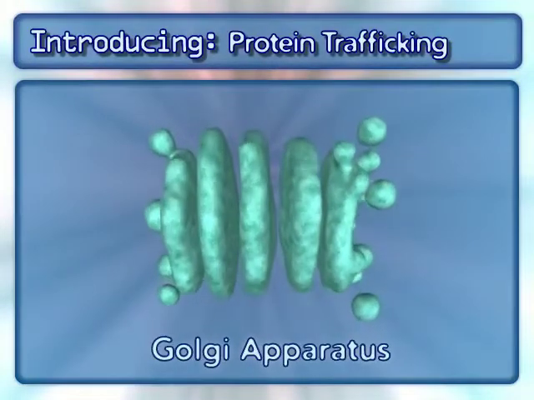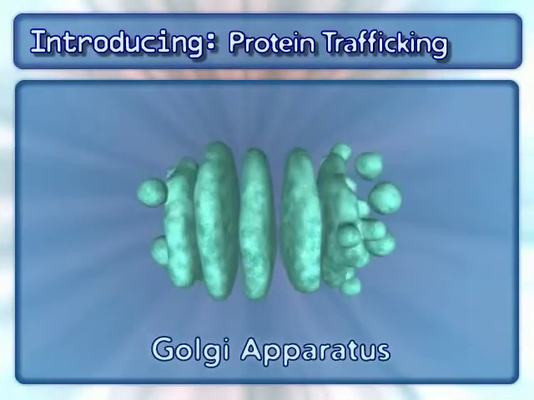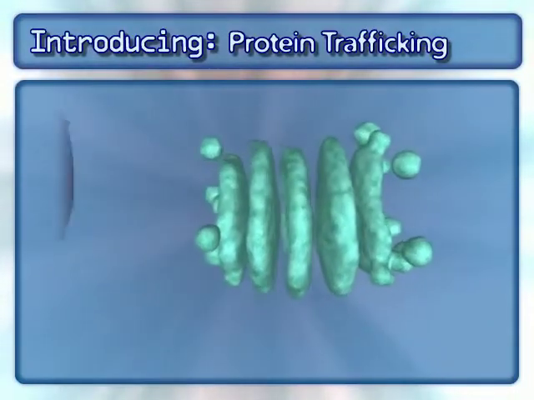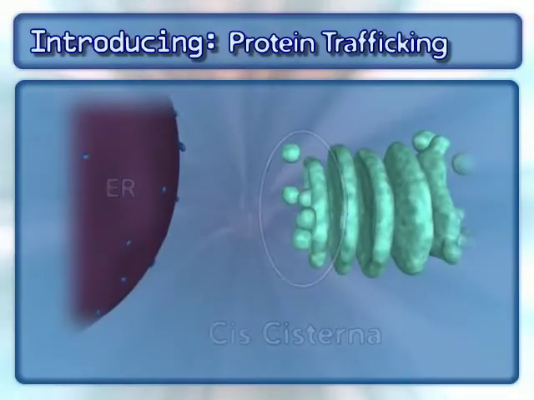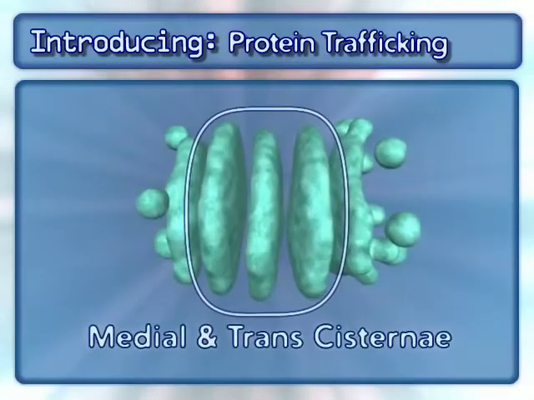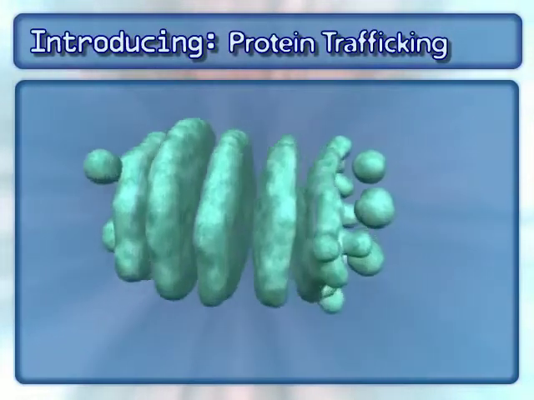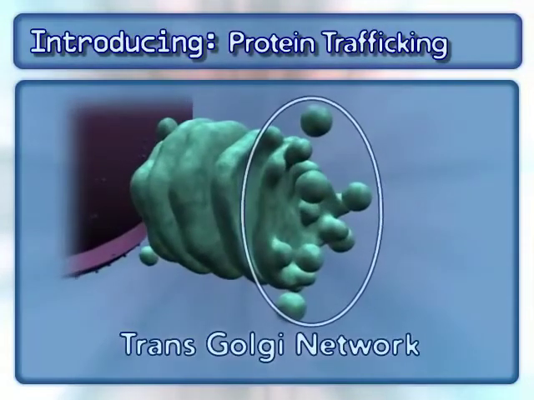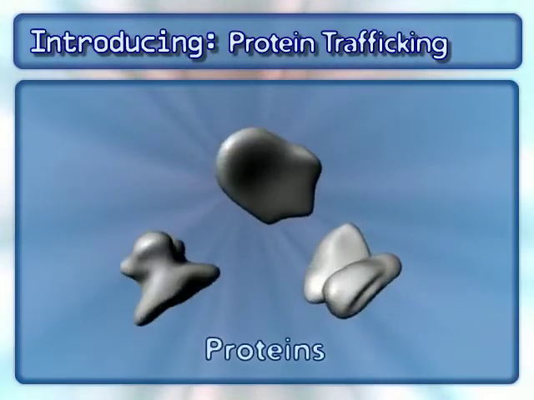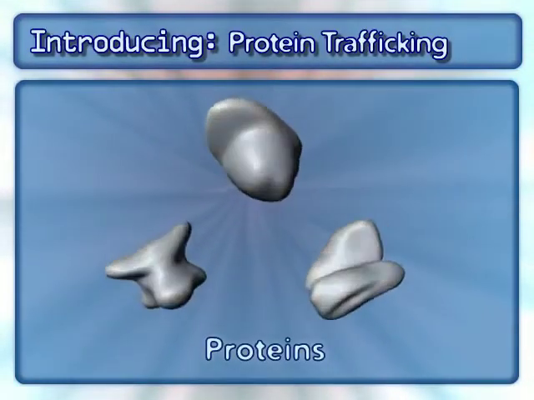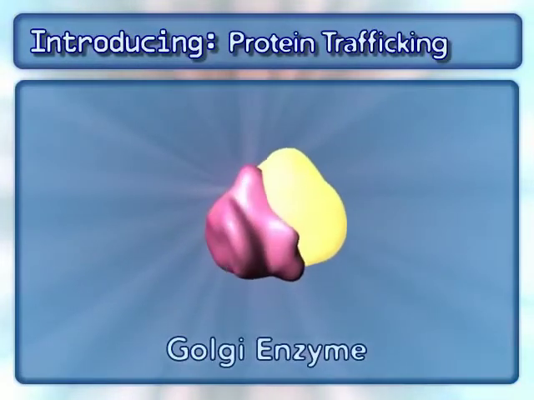The Golgi apparatus consists of general components: the cis cisterna nearest the endoplasmic reticulum, or ER, the medial and trans cisternae, and the trans-Golgi network. Other key players in this process are the proteins being transported and the enzymes that modify them.